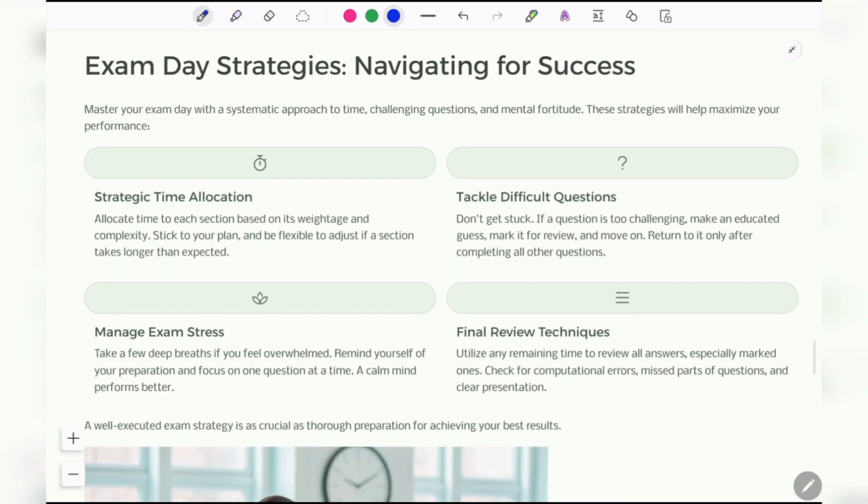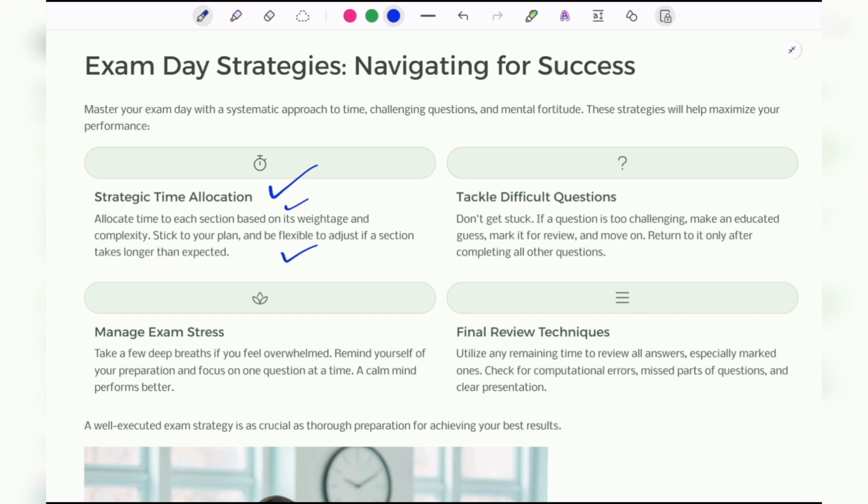Exam day strategies. Now we have some strategies like strategic time allocation. Allocate time to each section. For example, you have sections A, B, C, so understand that this section requires half an hour, and this section requires 20 minutes, and so on. Stick to your plan and be flexible. This is only possible if you practice at home, otherwise it's not possible.